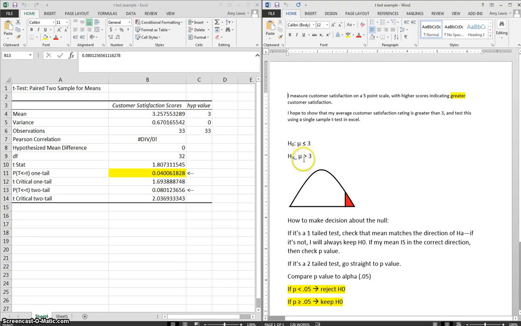So I wanted to test this set of hypotheses. My alternative was that my customer satisfaction scores were greater than 3, which would have this corresponding region of rejection over here. So I have a one-tailed test.